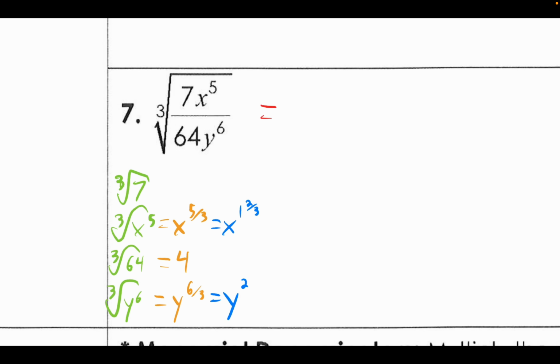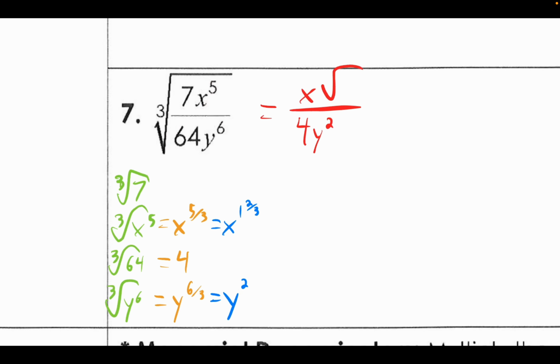So then, we have x to the 1st outside the radical, 4 outside the radical, y squared outside the radical. And we leave things where they were. So the x is on the top of the fraction, the 4 is on the bottom, and the y squared is on the bottom, because that's where the x, 64, and y's were originally to match.